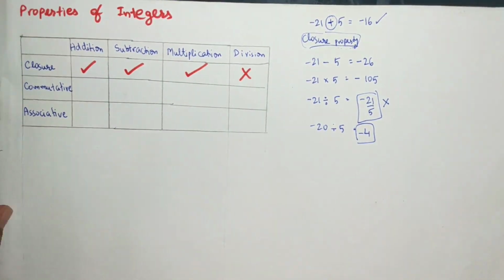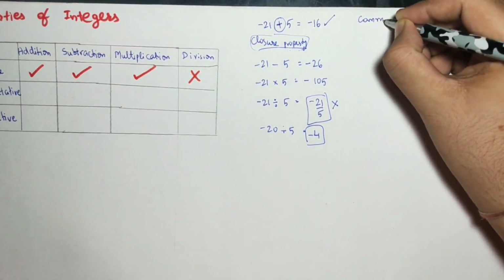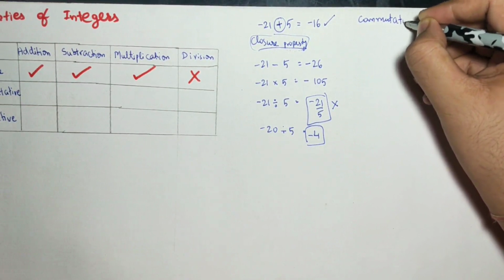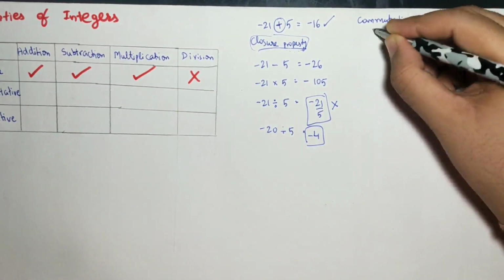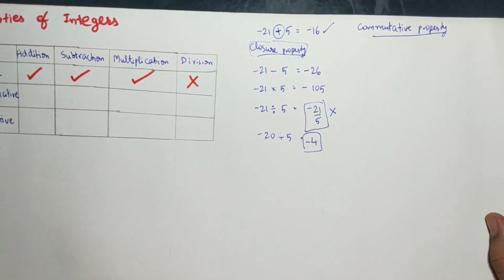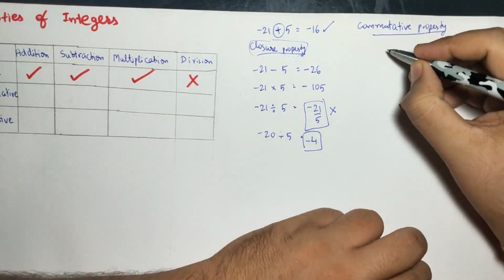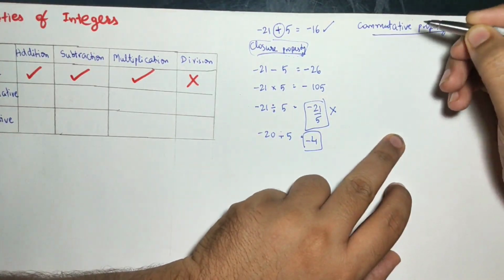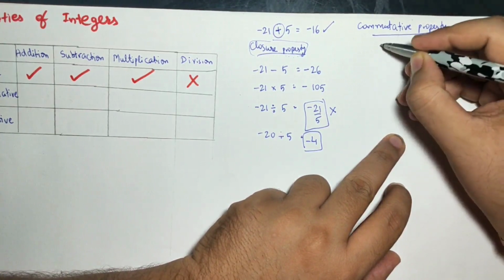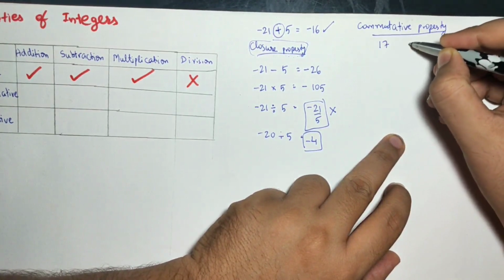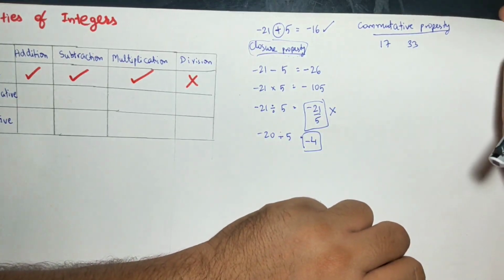Let us bring your focus to commutative property. What do you mean by commutative property? Let me give you any two numbers. Let us say we take positive integers so that our vision becomes more clear. Let us take 17 and 33.